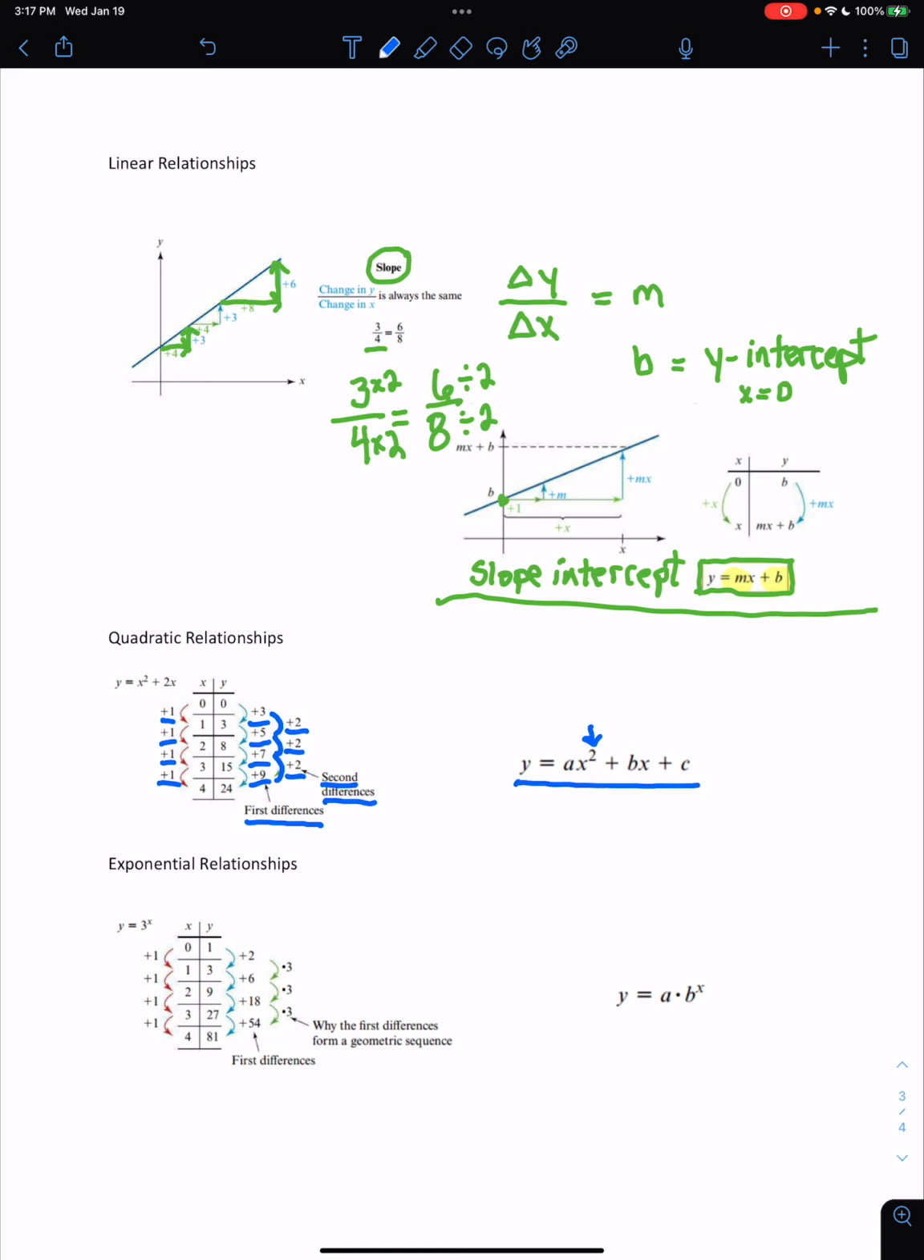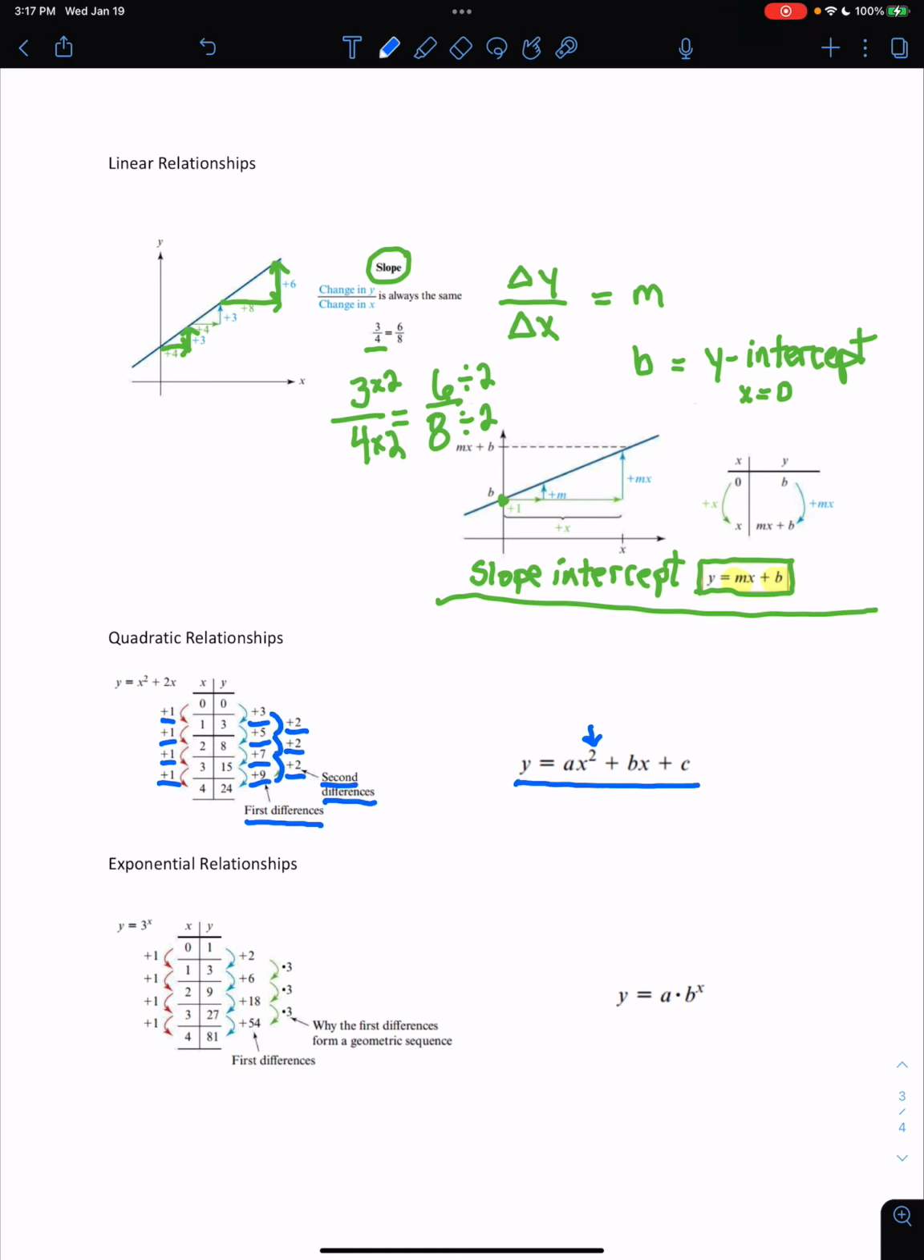exponent in our relationship. So for quadratic relationships, we're looking for the second difference to be consistent. And we're also looking for an exponent on the first x term here to have an x squared. So that's going to be a quadratic relationship. Let's take a look at exponential relationships now.